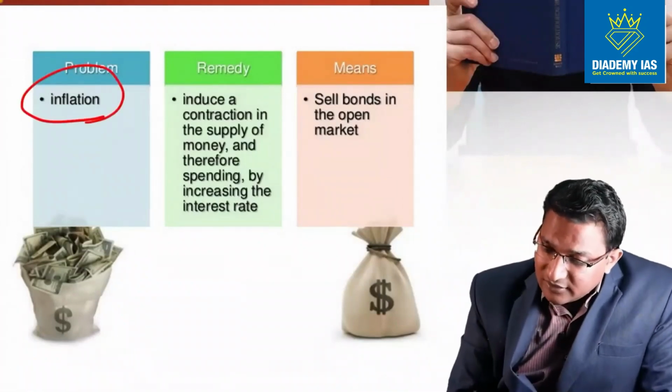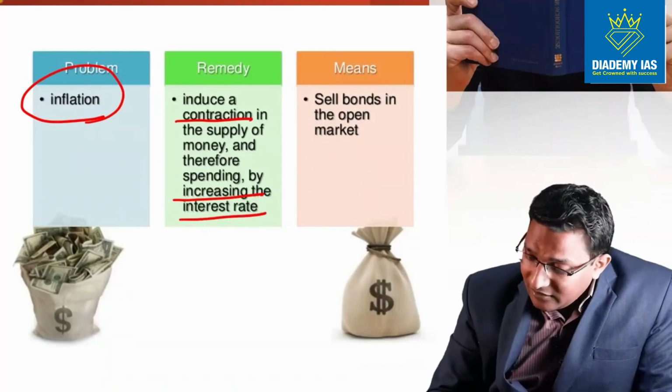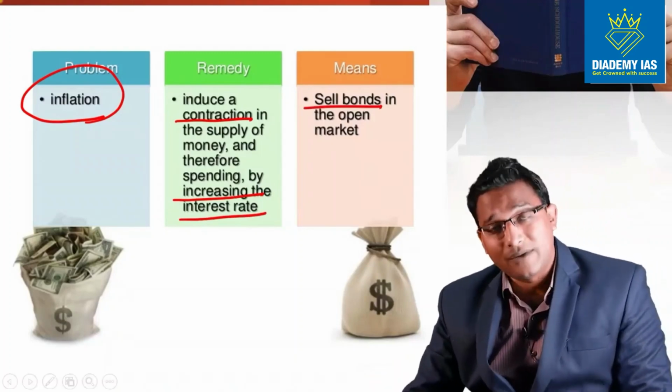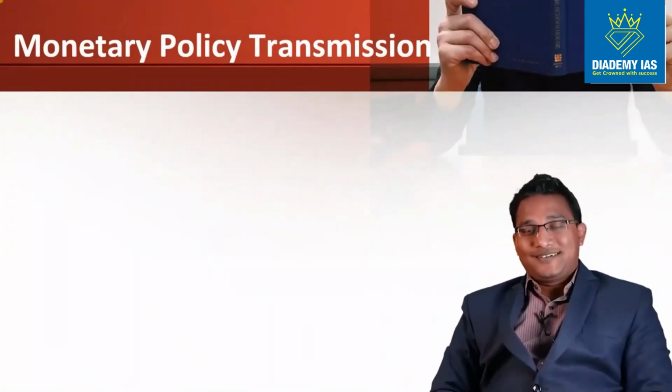When there is inflation, that means contraction has to be done, interest rates have to be increased, and bonds can be sold in the open market for this. Now, this is very, very important.